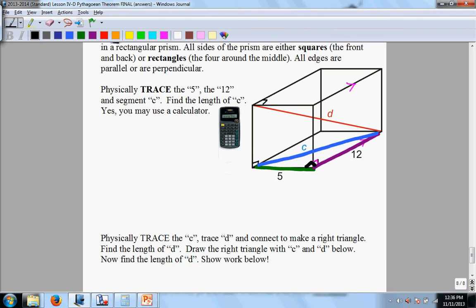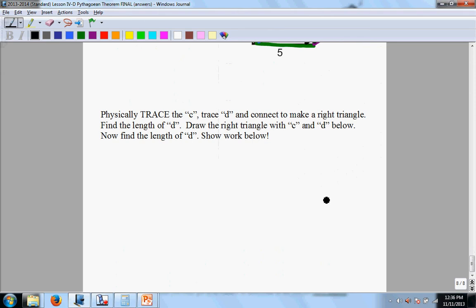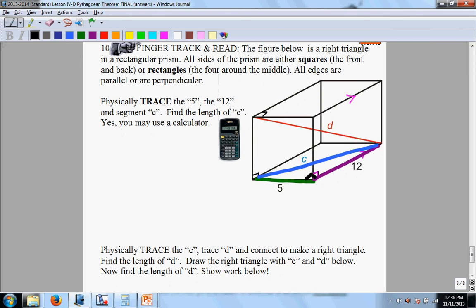Once you find the length of C, then it says here, physically trace C and D and connect to make a right triangle. And I want you to find the length of D. The trick to this problem, I'm only going to say it once, is the fact that this is a square. Keep in mind that that right there is a square.